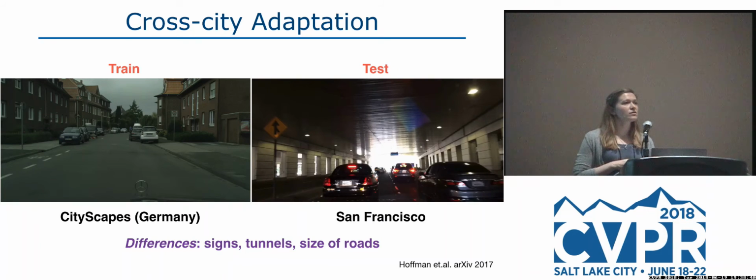The first such example we're going to look at is cross-city adaptation. To study this, we're going to use two different datasets. The first, we're going to assume that we have labels from the Cityscapes dataset, which is a collection of images taken from around German cities. Next, we're going to evaluate performance of that model on a new dataset that's collected at Berkeley, which has images taken from around the San Francisco area.